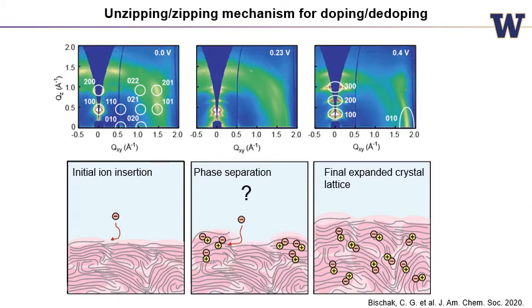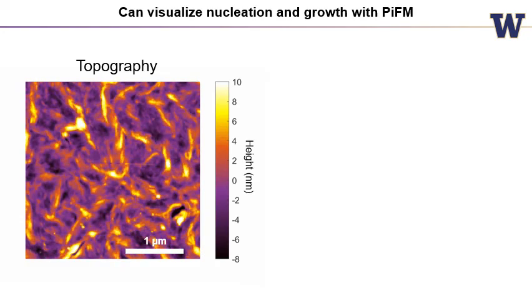And so the next question is really, what is actually going on on the nanoscale with this polymer? We know we have some initial ion insertion. We know in the middle we have phase separation, and then we have this final expanded crystal lattice. But what does this phase separation look like? To probe this directly, we again used our microscope, our AFM photo-induced force microscope.